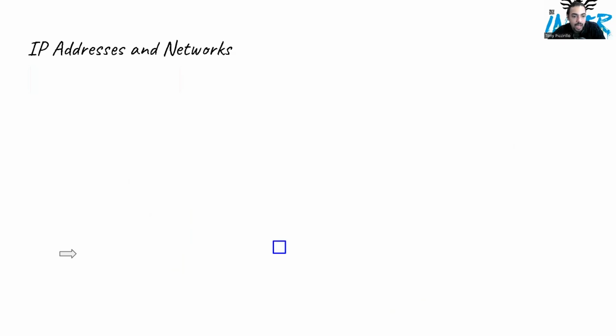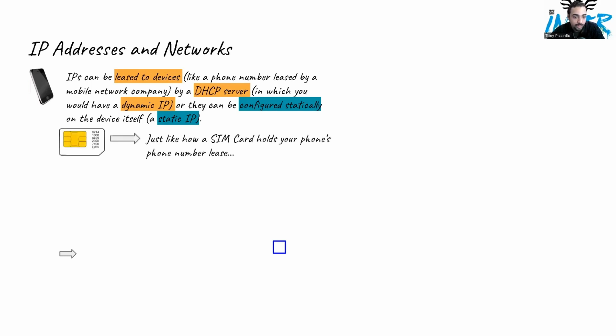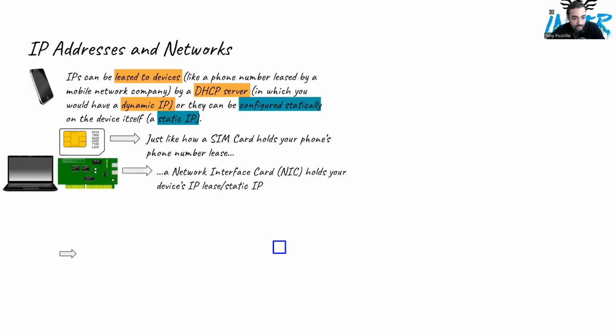Now we're going to dive into IP addresses and how they separate networks. IP addresses can be leased out to devices just like how mobile network companies like T-Mobile or Verizon lease out phone numbers to our cell phones. Your SIM card is your phone. In your phone holds your phone number lease from your mobile phone company. In the same fashion, a network interface card in your PC or laptop holds your device's IP lease or static IP address.